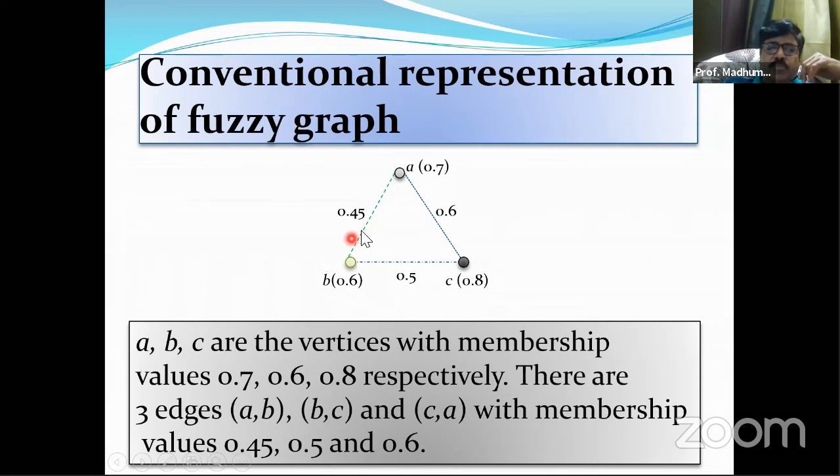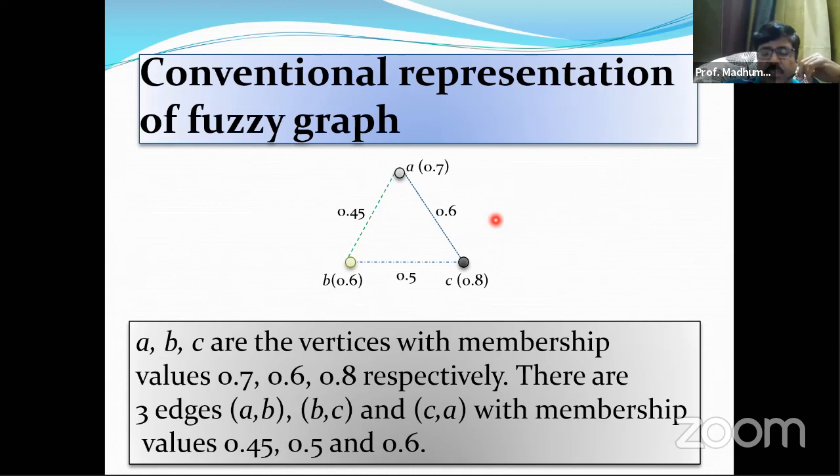Membership value is 0.45. That means the membership value of this edge, that this edge may or may not be present during the time interval T. Similarly, the membership value of the edge BC is 0.5, AC is 0.6. So these are the membership values associated with the vertices and edges.